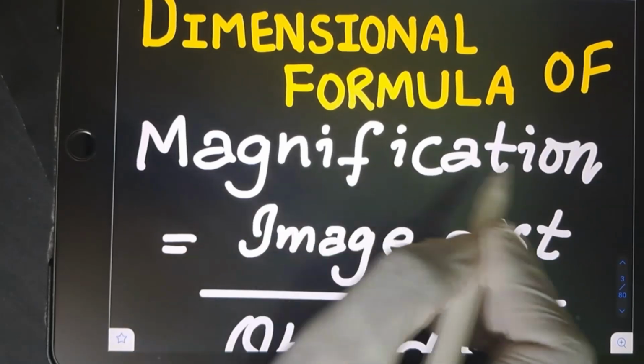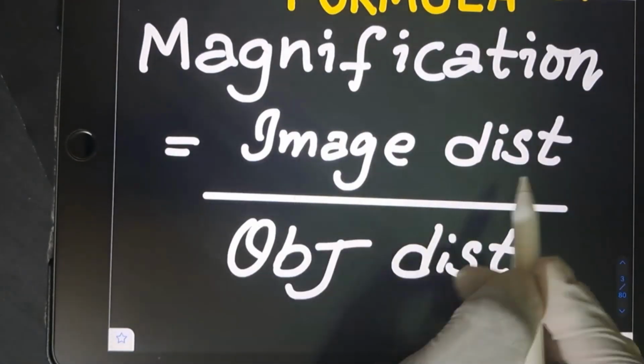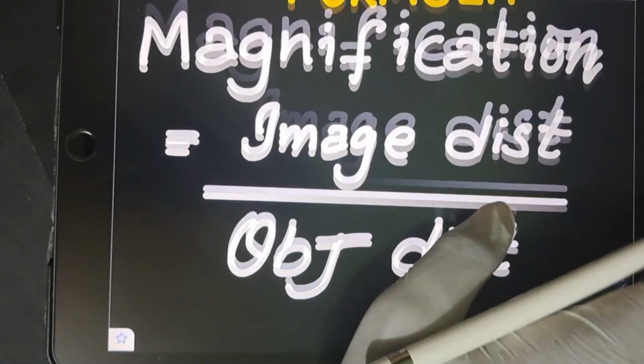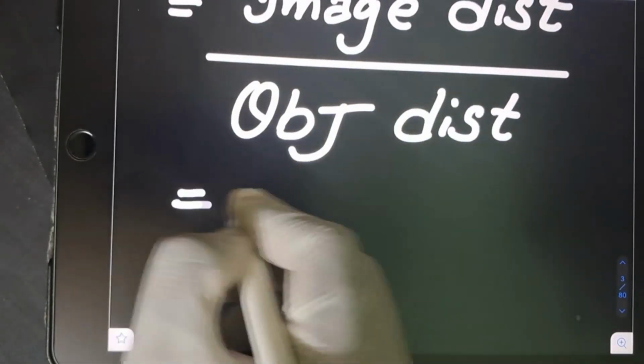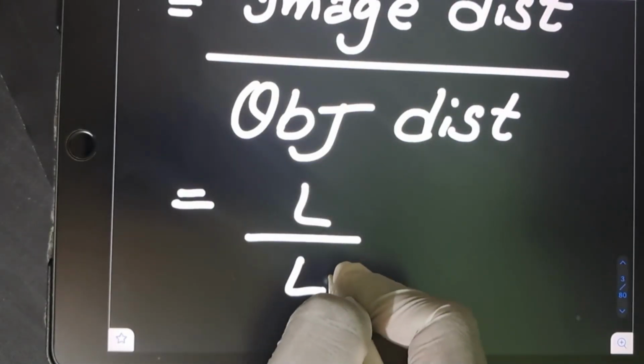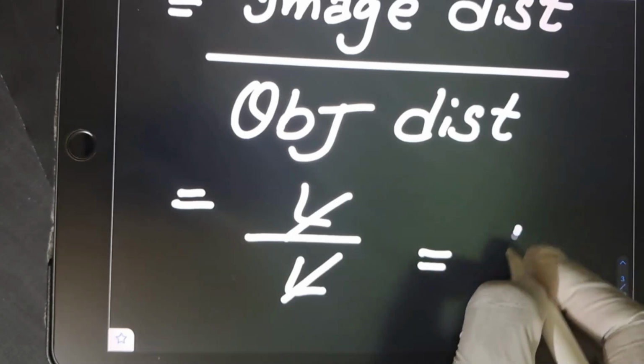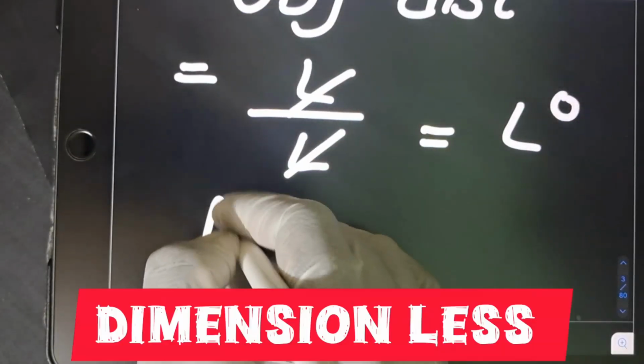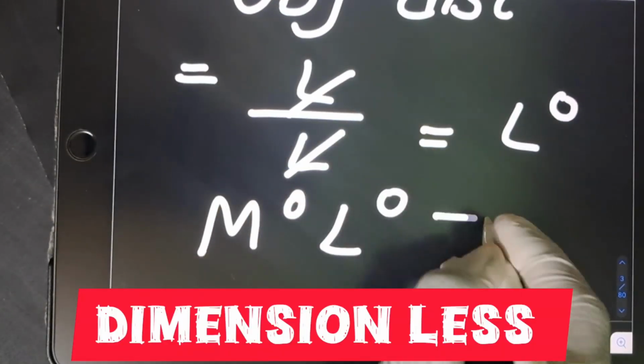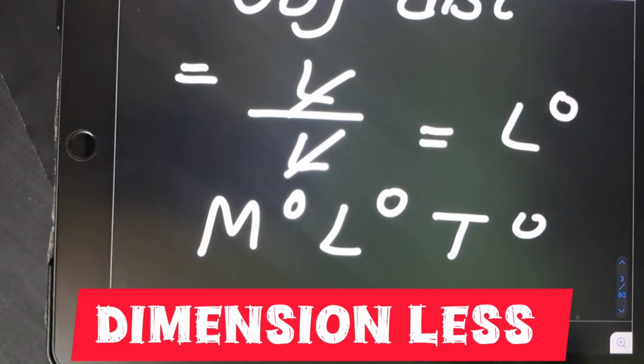To find dimensional formula of magnification, it is image distance by object distance. Here the distance has the dimensional formula of length. So L by L, it will be cancelled. It will be L power 0. M power 0, L power 0, T power 0. The magnification has no dimensional formula.